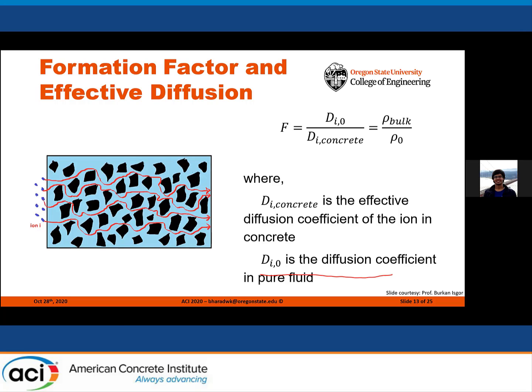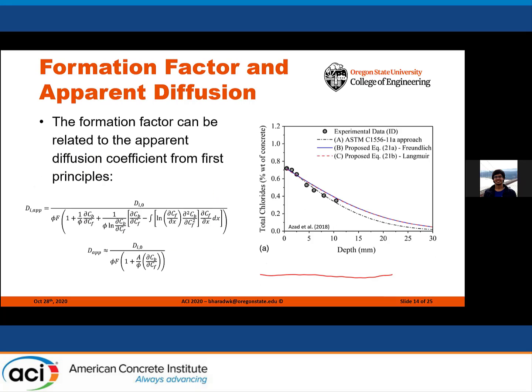The effective diffusion coefficient can be calculated in a straightforward manner as the formation factor is defined in terms of the diffusion coefficient. Typically though, we don't use the effective diffusion coefficient as it doesn't account for binding. But no worries, the apparent diffusion coefficient which does account for binding can also be calculated from first principles. The equation on the screen is the closed form solution for the apparent diffusion coefficient, which is obtained from first principles for any binding isotherm and microstructure.